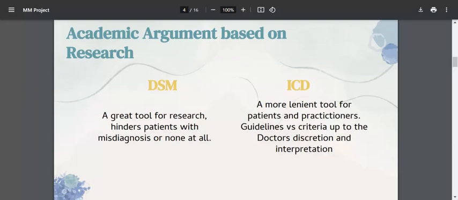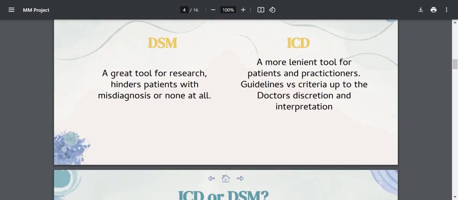The academic argument based on the research is the DSM is a great tool for research, but it does hinder patients with misdiagnoses or none at all. The ICD is a more lenient tool for patients and practitioners. Guidelines versus criteria, up to the doctor's discretion and interpretation. That's something that makes this a really strong attribute.